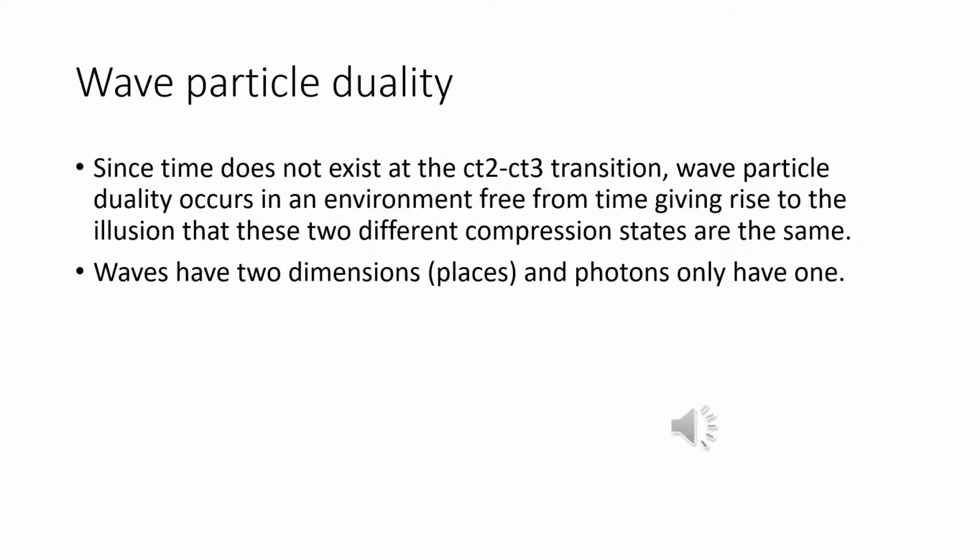And finally, CT3 are waves which exist in 2 dimensions. The particle CT2 can be seen as a dot on a piece of paper, and a line or wave on that same piece of paper would represent the CT3 or wave form of the information. All of these exist in a time-independent environment because time is only a feature of the CT3, CT4 transition.